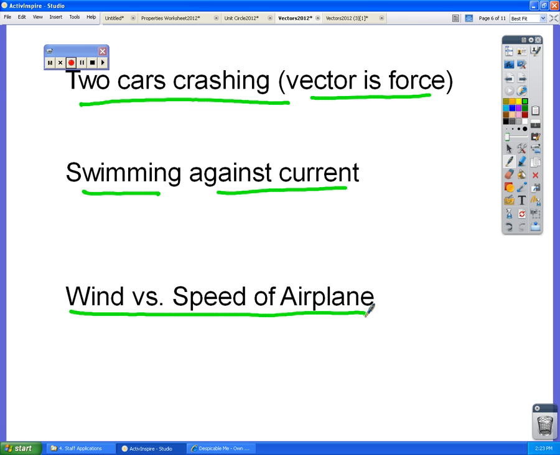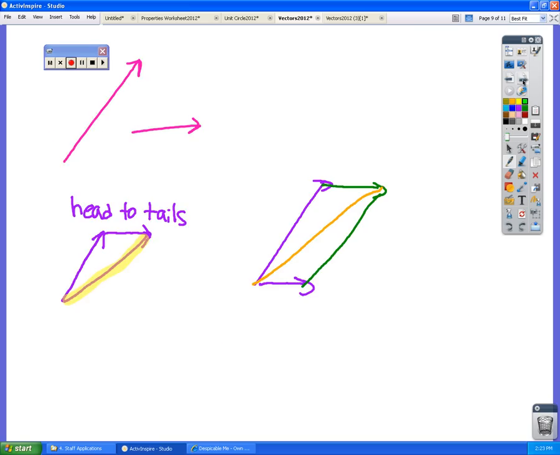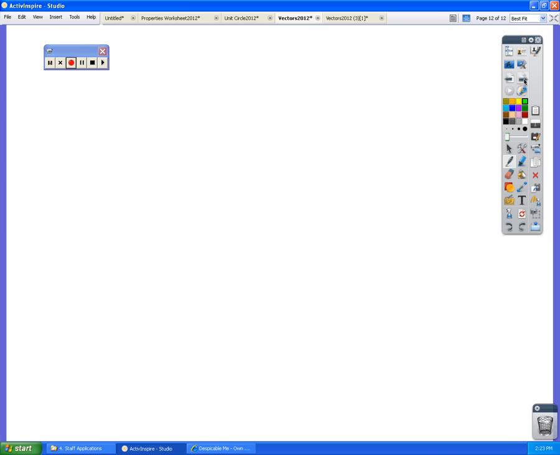So let's do a problem about swimming against the current. So let's say, for example, you are swimming exactly due north, and you're swimming at, say, 6 miles per hour.